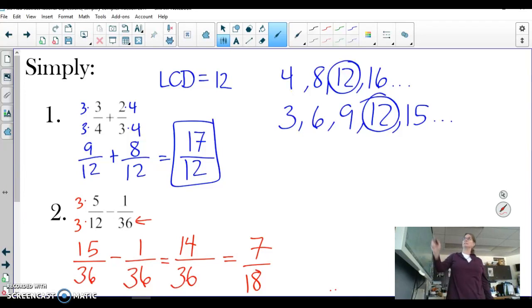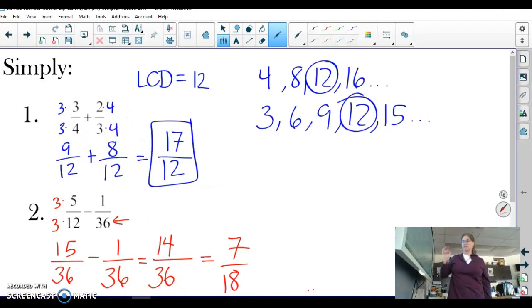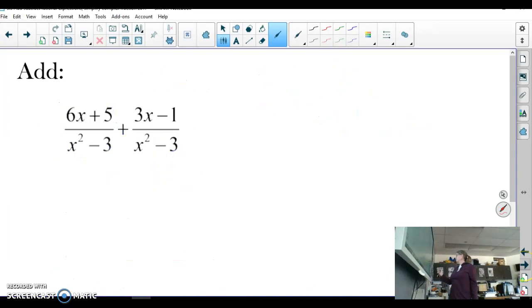All right, so we're going to use the same kind of concept when we're adding and subtracting rational expressions. It'll be slightly different because we've got to look at multiples of expressions with variables in them. So here's an example. We've got (6x plus 5) divided by (x squared minus 3) plus (3x minus 1) divided by (x squared minus 3).